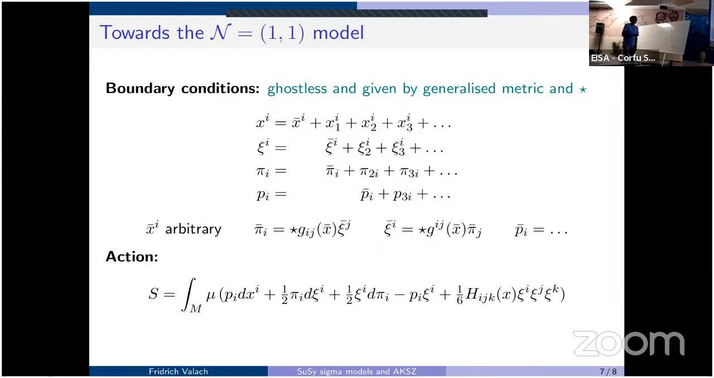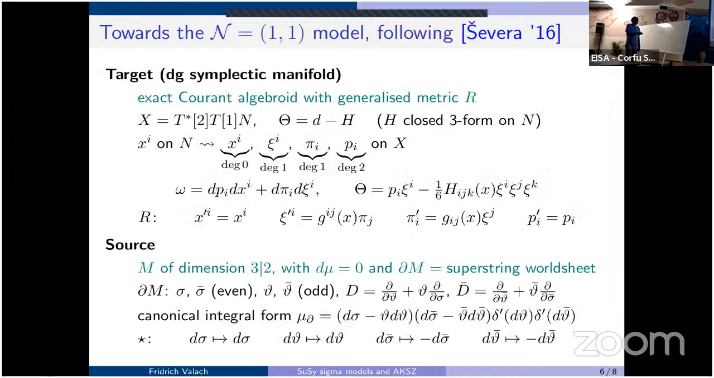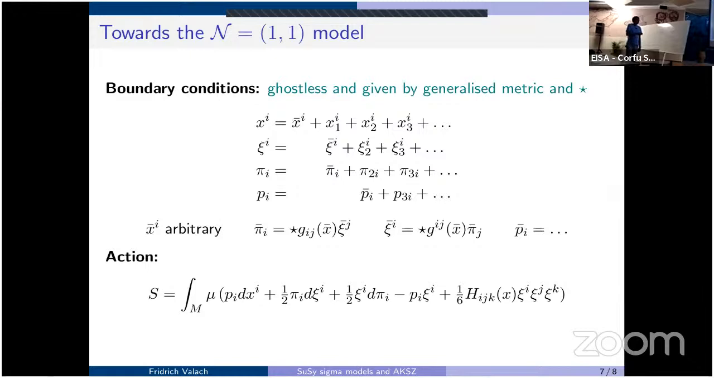Okay, and then the natural action functional is just the one that was used in AKSZ. The only difference is that all this thing on the right is a differential form, so I need to integrate it over the supermanifold. So I need to multiply it by this chosen integral form. And apart from that, the other expression is literally the same. So here these three terms are a natural potential for the symplectic form, and this comes from this theta.